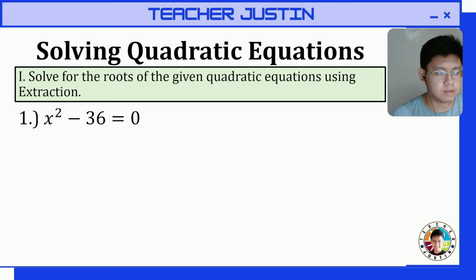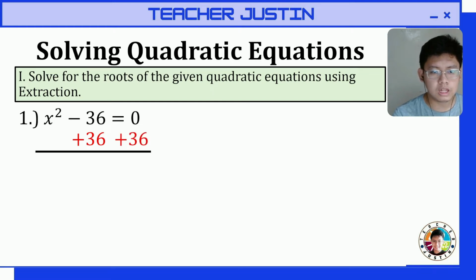So first, let's remove the number negative 36. So tatanggalin natin yung negative 36 by adding both sides by 36. So gamit tayo ng addition property of equality. So add both sides by 36 so that we can cancel out negative 36 sa left side of the equation.